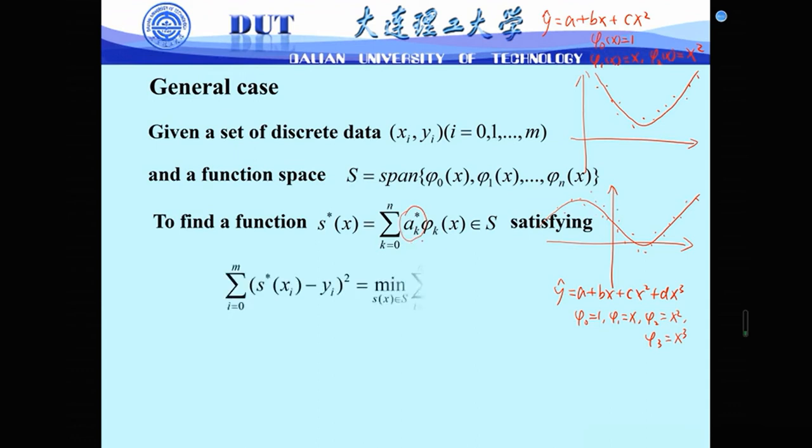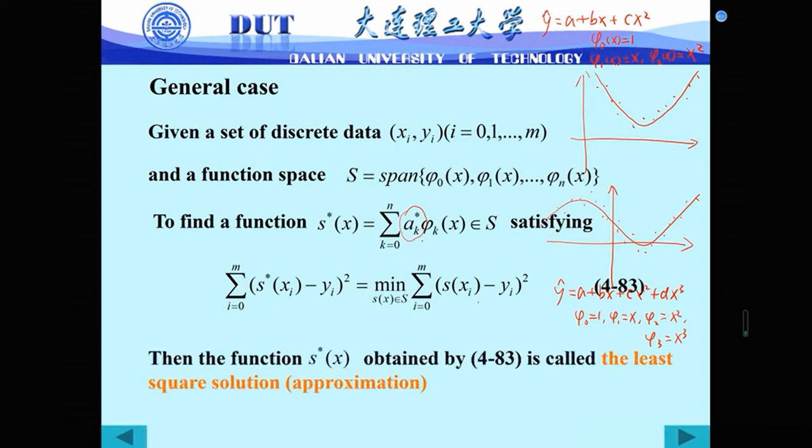Satisfying, now you see, minimize the square of the errors. S star means the function, right? S star(xi) minus yi. Then this is the error for each data point. Then we consider the square and the summation. So minimize over all the functions in the space. Then we can see the function S star satisfies the minimum, then we can also call it the least square solution or least square approximation.